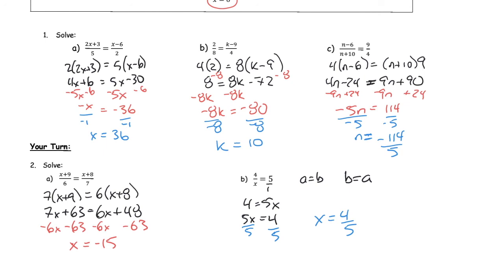Okay, and so there you go. So that little bit of extra math that's added by making it a proportion, or fraction equal to fraction, is very easily dealt with just by that cross multiplication.